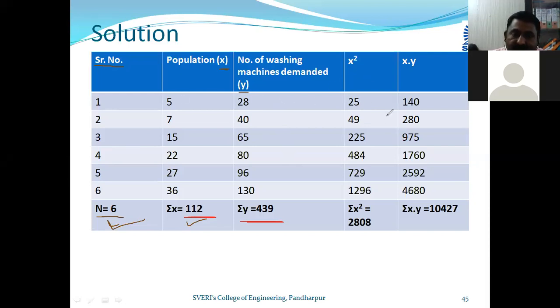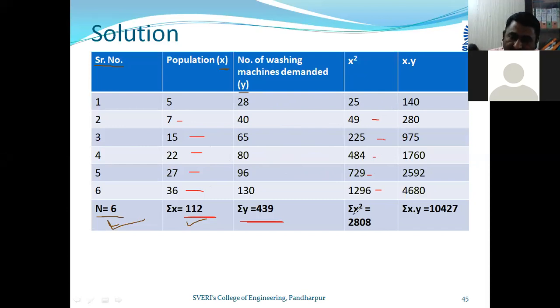So this is 5, x square 25. This is 7, x square 49. This is 15, square 225. 22, square 484. 27, here you can say square 729. And 36 into 36, you will get a value of 1296. So this is your x square.